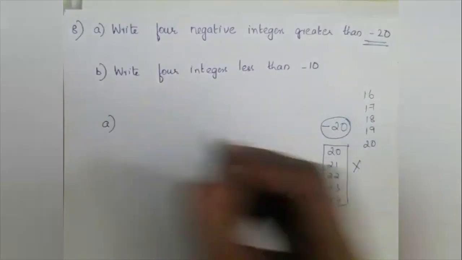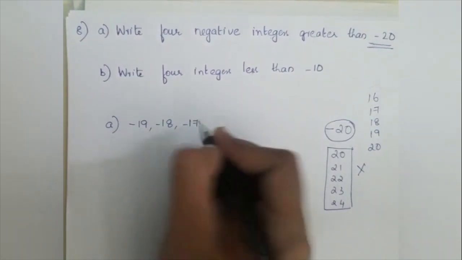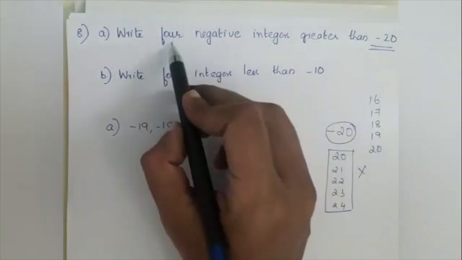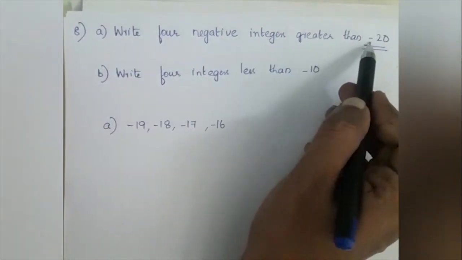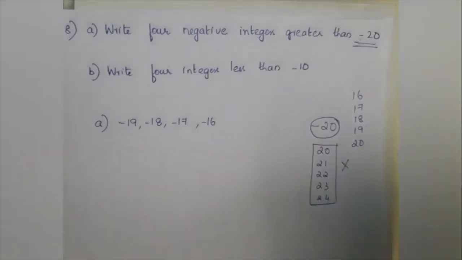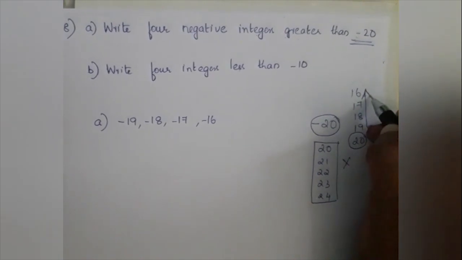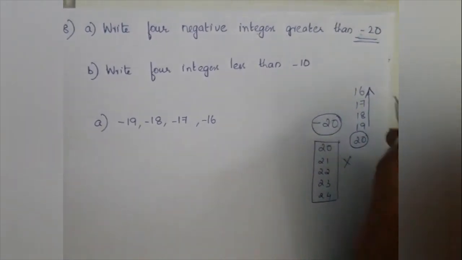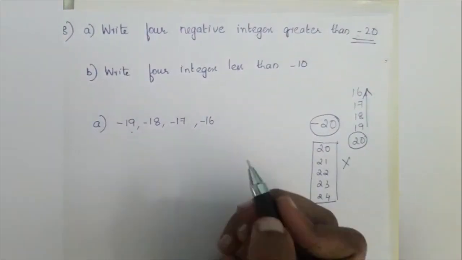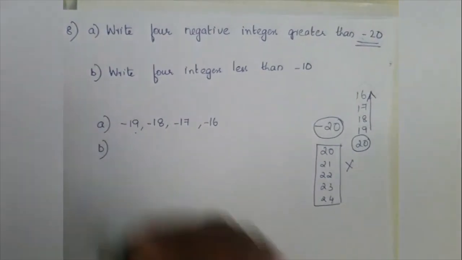So that minus 19, minus 18, minus 17 and minus 16 will be 4 negative integers greater than minus 20. Negative integers greater than minus 20 will be the numbers lying above minus 20. In the case of positives it is the numbers lying below, but in the case of negatives the greater numbers are the ones closer to zero. Okay, so like that, think it in the opposite way.